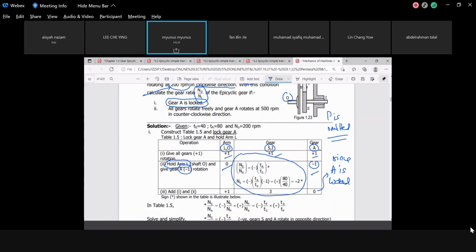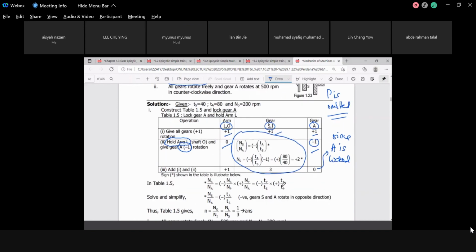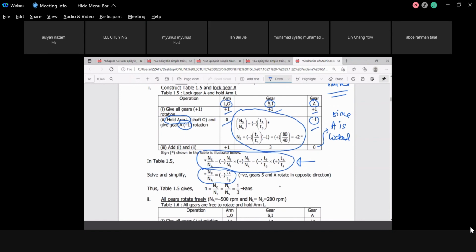It's not very difficult, isn't it? Look at here. You don't have to prove this one. I just show this one because I keep repeating it, to make you understand how this one can suddenly arrive. You pick up from this one. Just remember, NA is always negative. Then NS by NA is equal to negative TA by TS.